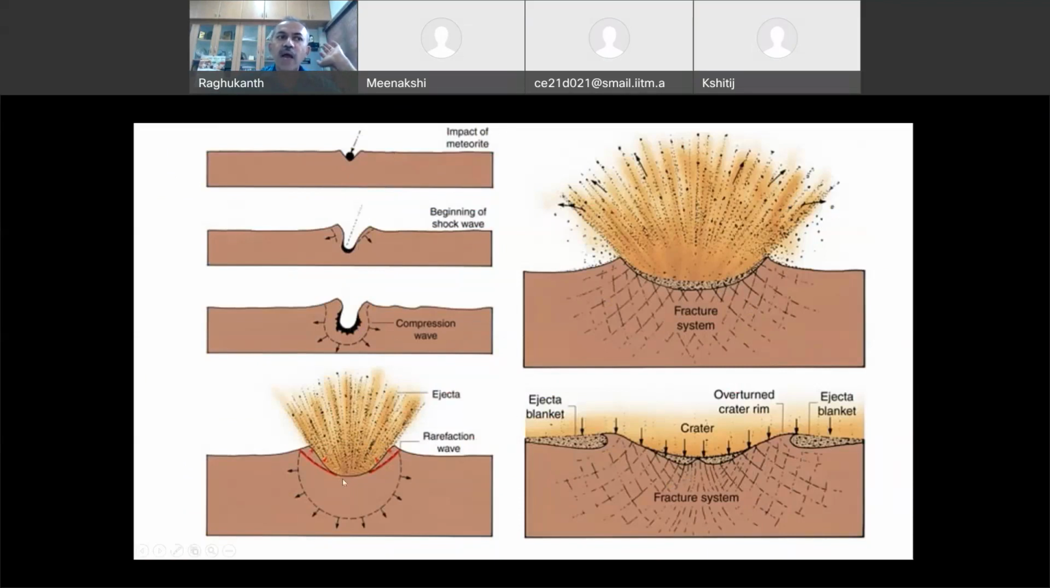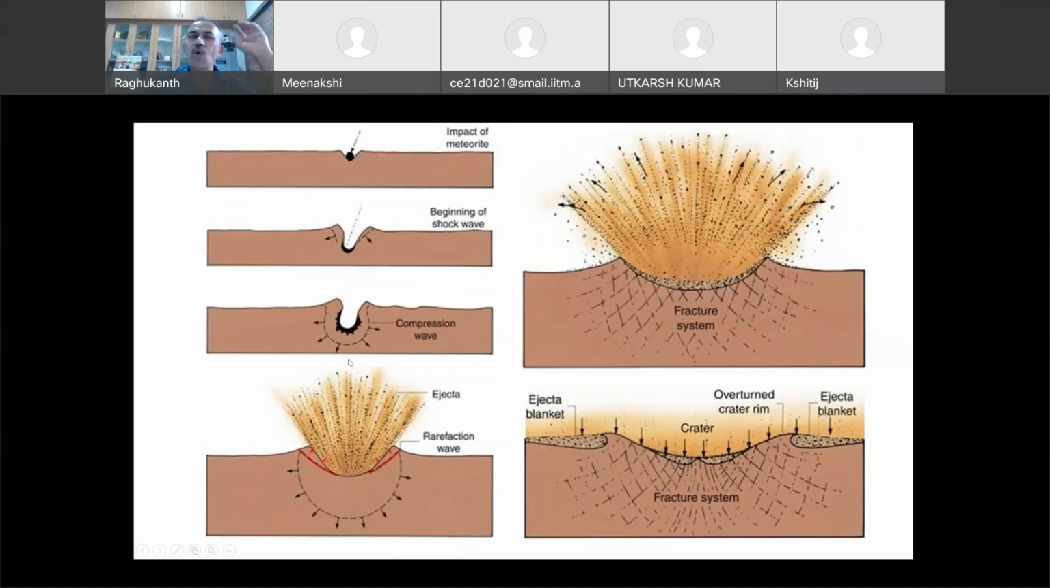Now, when you have geological layers, what happens? This compressive wave encounters them, and you will see rarefaction, reflection and other things also. So these waves get converted into a tensile wave itself. When tension comes, the ejecta starts coming out. The whole material comes out of the crater and flies in all directions. Once this transient crater has formed, you will see this fracture system.